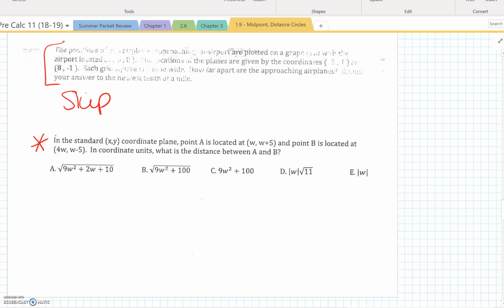Okay, it says you have 2 points, X and Y. I'm sorry, A and B. And the points for A and B as expressions are given by (W, W plus 5) and (4W, W minus 5). So I want to find the distance between these 2 points. So I'm going to line them up and subtract them.